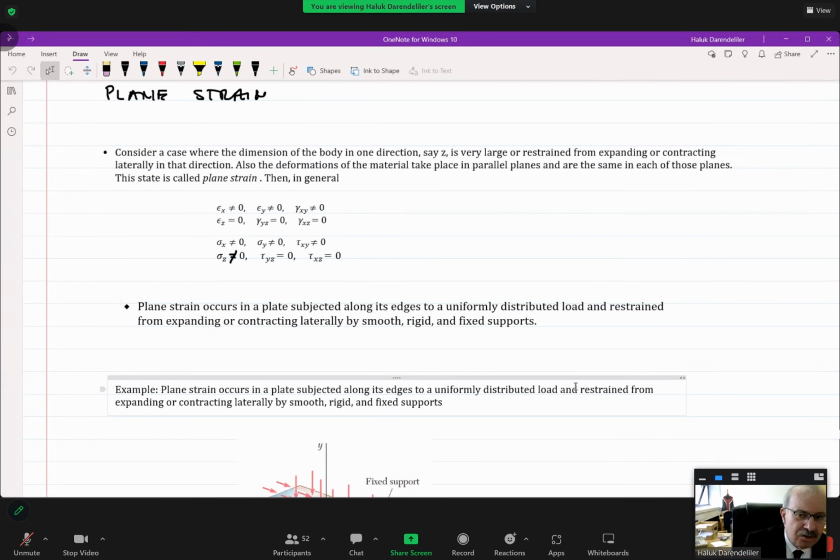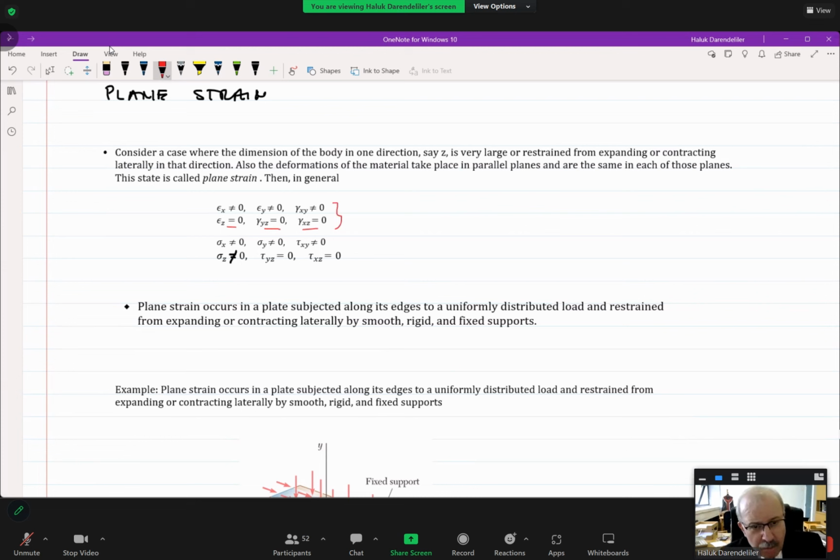If the dimensions of the body in one direction, say Z, are very large, this situation still holds. Or if you restrict the element to expand or contract in one direction, then the strains in that direction are 0. As a result, the strain in the Z direction, epsilon Z, shear strain YZ, and shear strain XZ are all assumed as 0, whereas epsilon X, epsilon Y, gamma XY are non-zero. This is called plane strain.